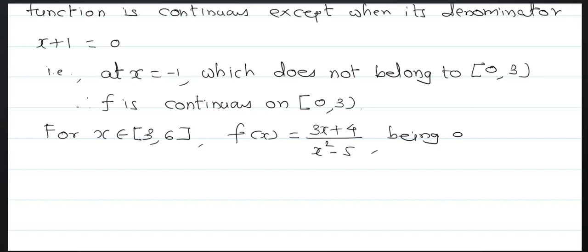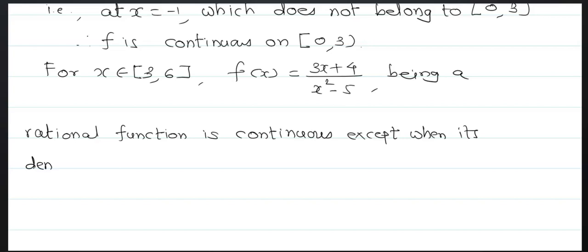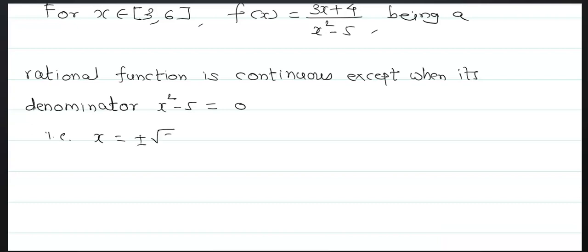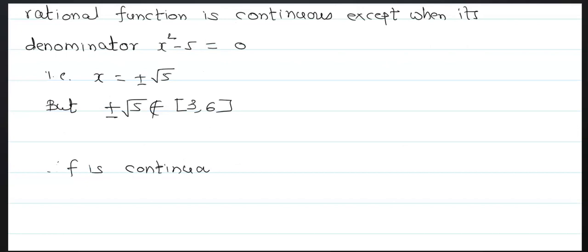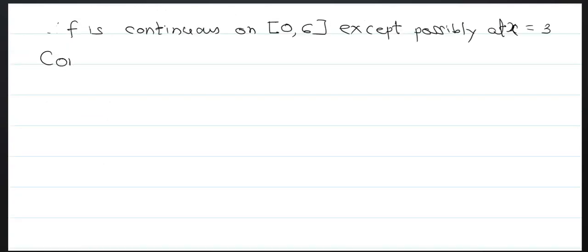For x belonging to the interval 3 to 6, f of x is equal to 3x plus 4 upon x square minus 5. Being a rational function, it is continuous except where its denominator x square minus 5 is equal to 0. That is x equals plus or minus root 5. But root of 5 does not belong to that interval. Therefore, f is continuous on 0 to 6 except possibly at x equals 3.